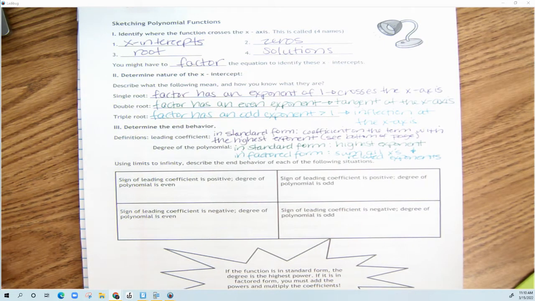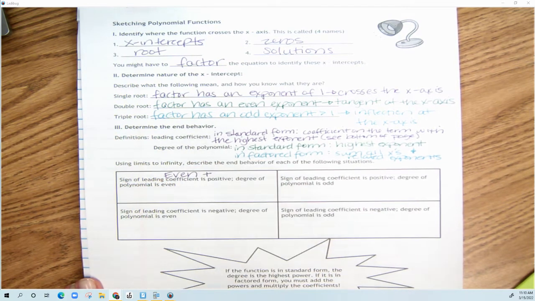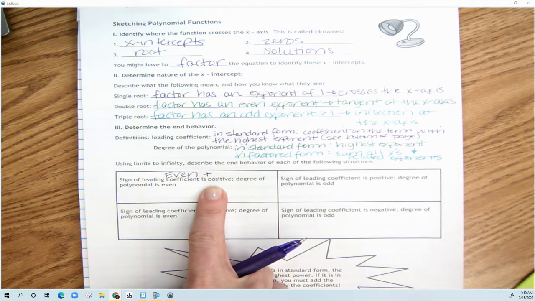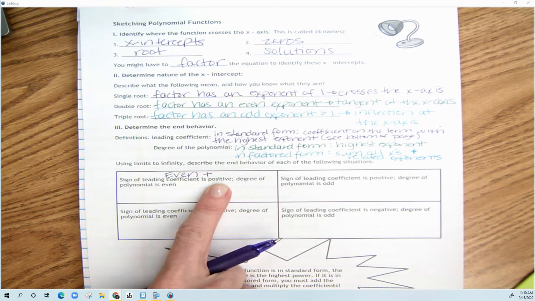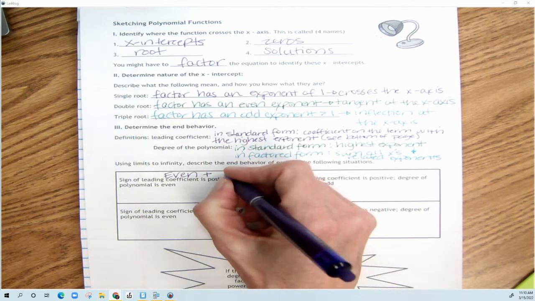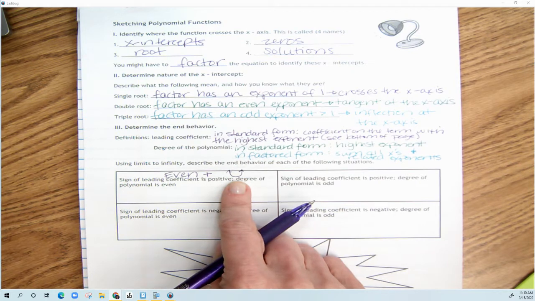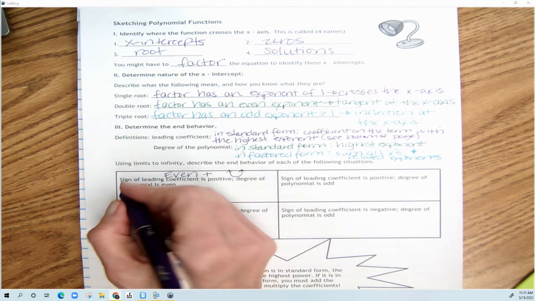So there are 4 possibilities for end behavior. We can have even positive. That would be the sign of the leading coefficient is positive and the degree of the polynomial is even. And all even positive polynomials go up on both ends. That doesn't mean that it just looks like a plain parabola. It could be doing lots of things between the ends, but on the left end it goes up and on the right end it goes up. And that's true for all even positive polynomials.